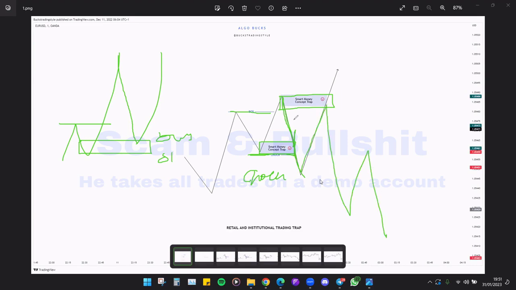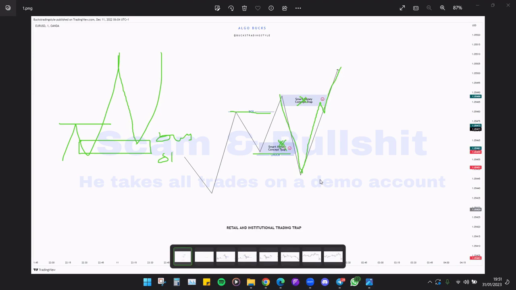But then what price might do is this: break the structure, take out these guys, and then come back up. It's going to activate their sell limits, or their sell orders, give them a little hope, and then take them out. So you see, price manipulated these guys right here, and also manipulated these guys right here.